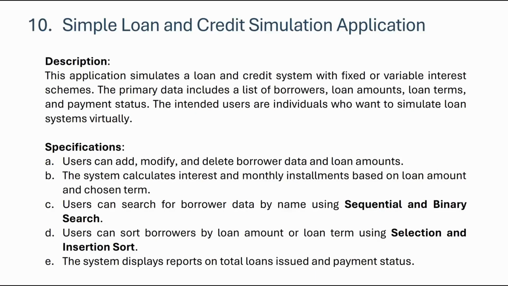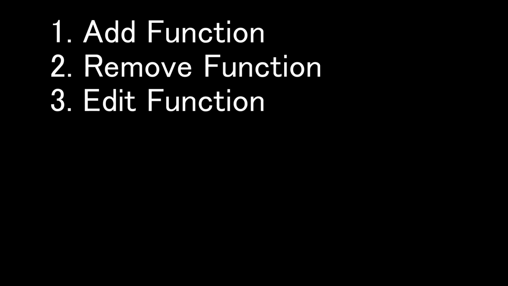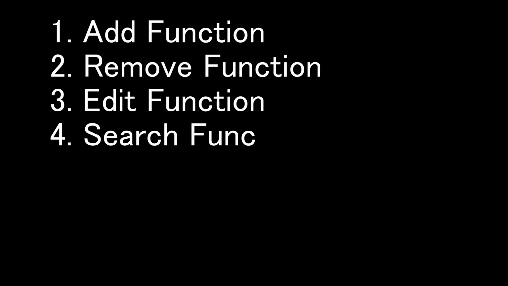Here is the project description. From this given description, there are 6 main things we have to implement. First one, add function, where we can add a new borrower. Second one is remove function, which is to delete the borrower data. Third one is edit function. It is to modify the existing borrower data. Fourth one is search function. It's for searching the borrower data by their name.